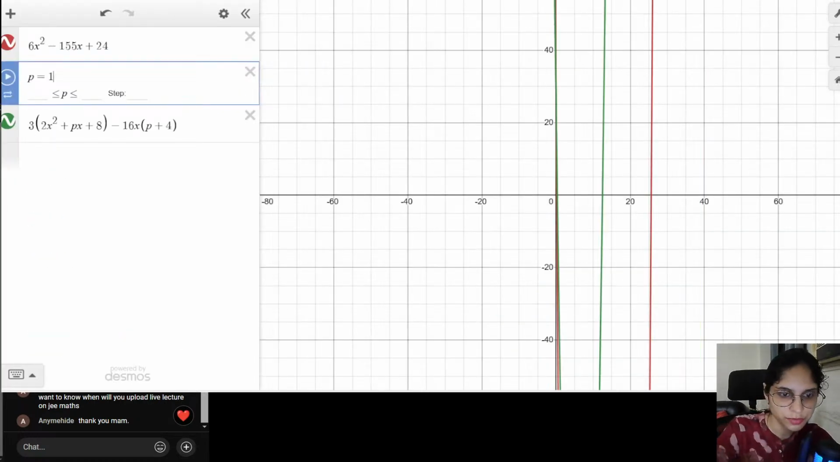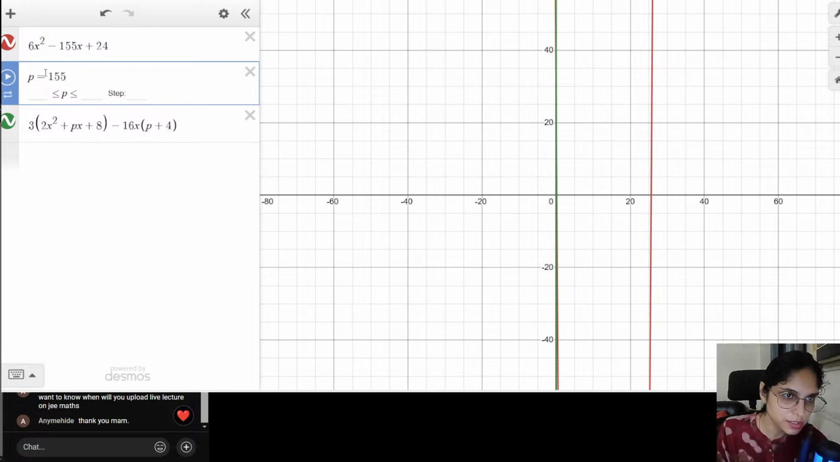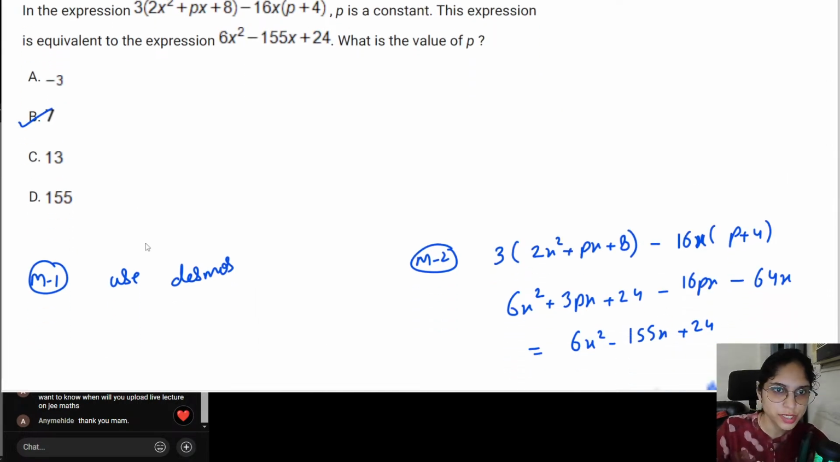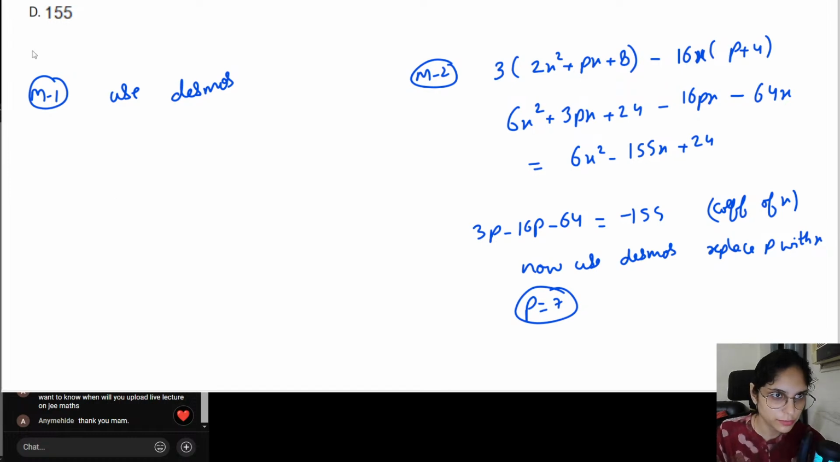And then P is equal to 155. So instead of changing at two different places, you just write P is equal to in your second line and then the expression as it is, and you just change the values of P. Again, I'm getting two different lines, so the answer is 7. So you can also use Desmos. I will write how you have to use Desmos.